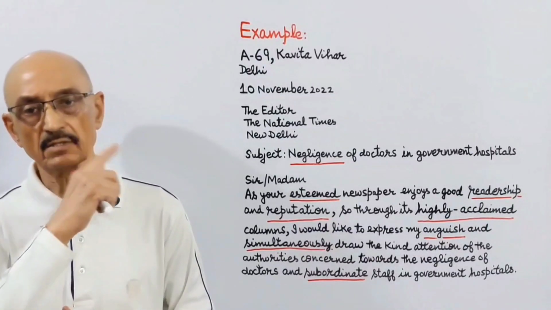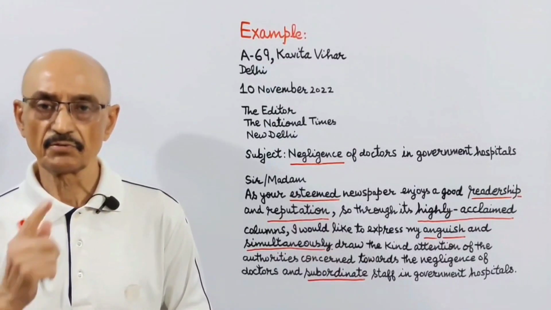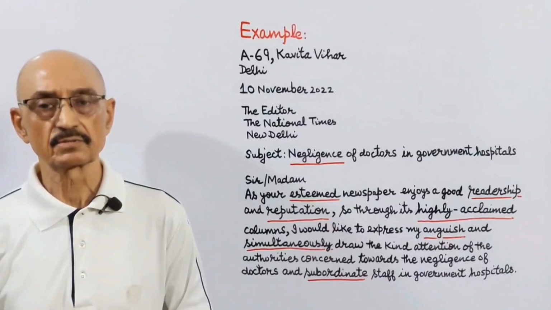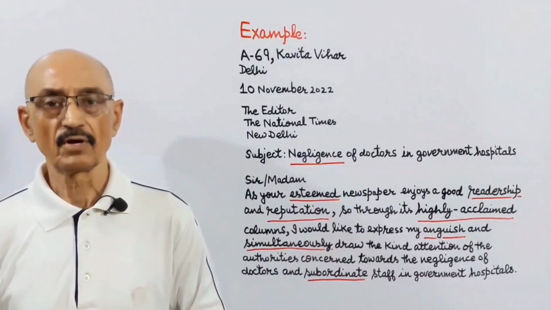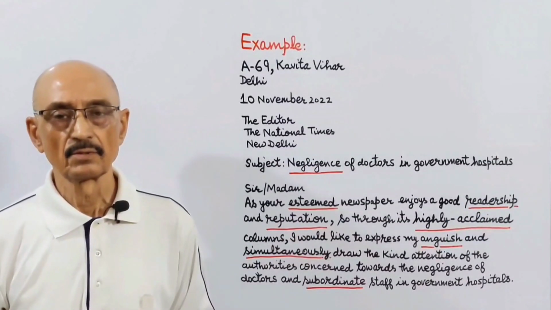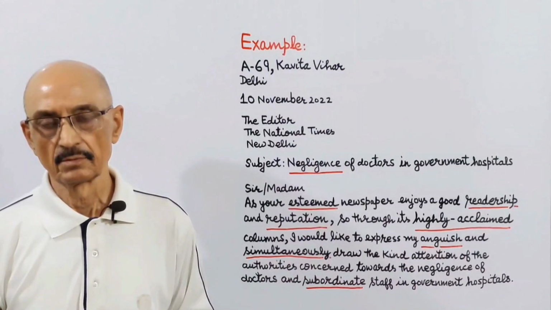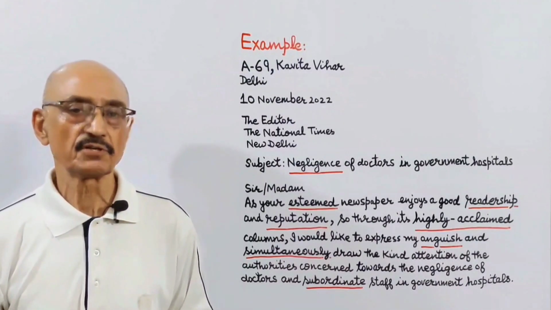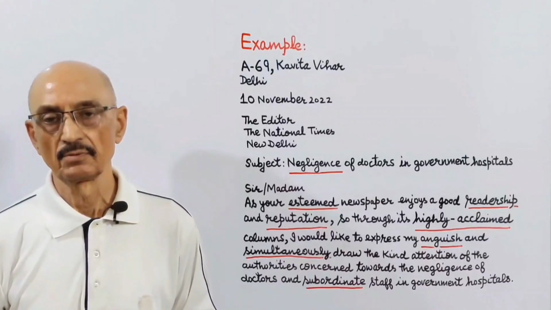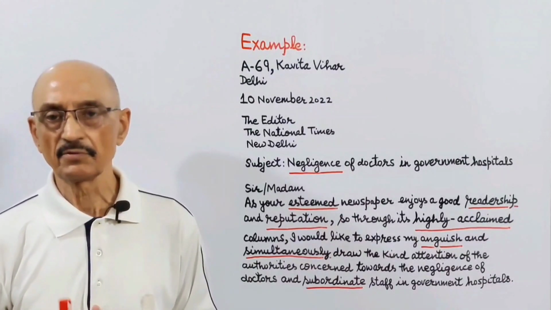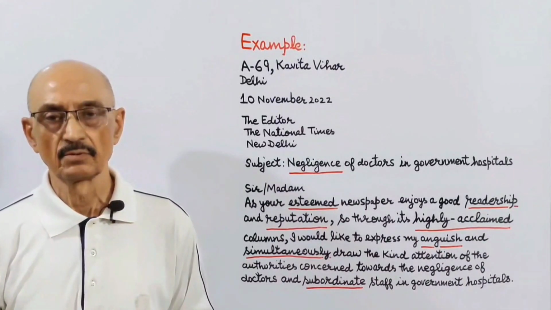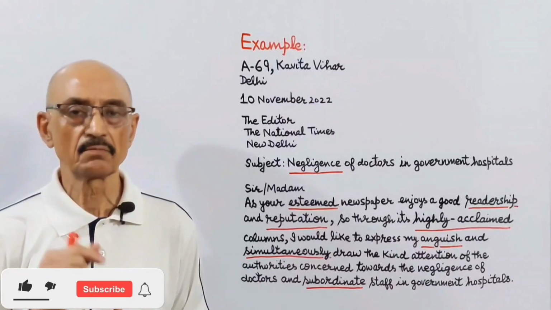First, you take notice of its format. You will write the sender's address, then leave one line blank. You will write the date. After the date, you will leave one line blank. You will write the receiver's designation. Here the designation is editor. You will take the article "the" before editor, you will write "the Editor". You will write his address also. You will take "the" before the name of that newspaper.